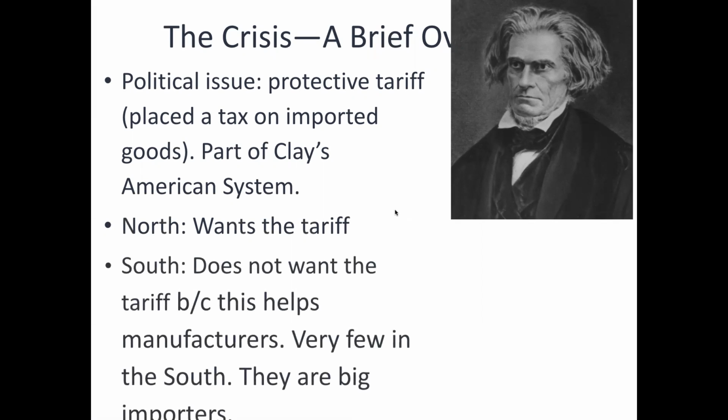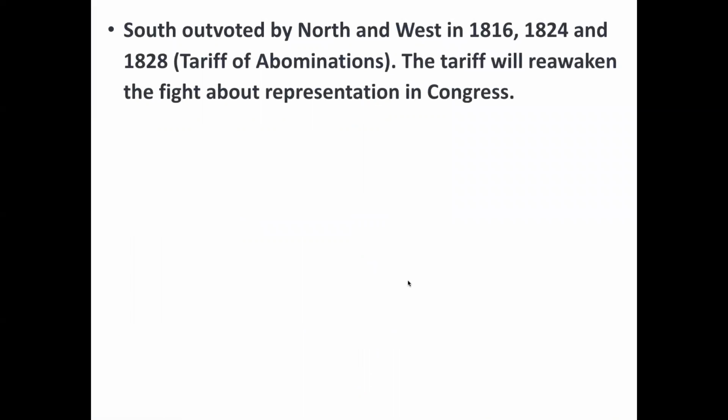The South, however, are not going to be into this. There are very few manufacturers in the South. They are importing a lot of items from European nations. So tariffs are going to make those products more expensive for them. So they are not a fan of this. The South is pretty much always going to be outvoted on this topic for the time being.